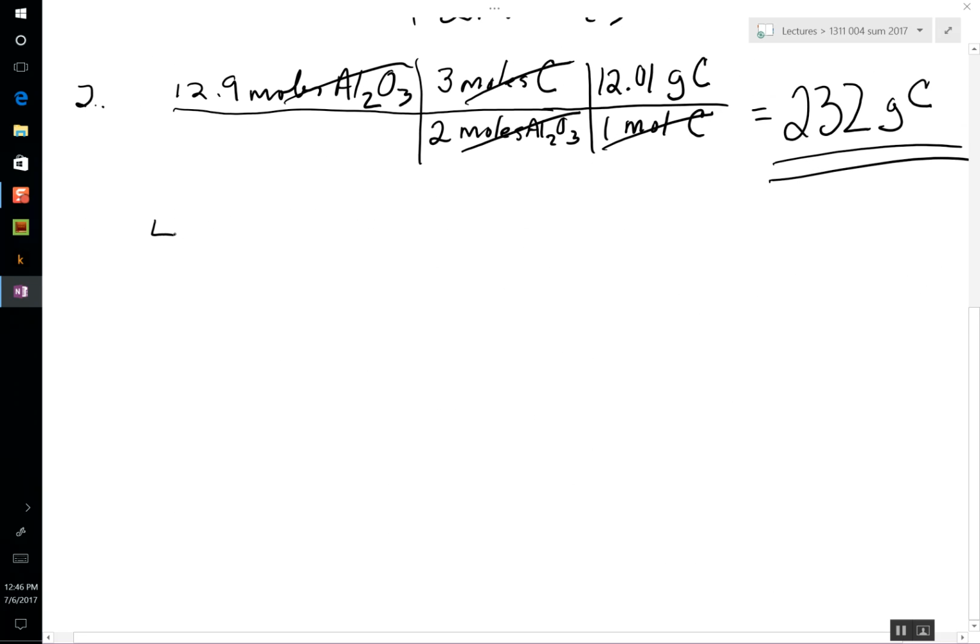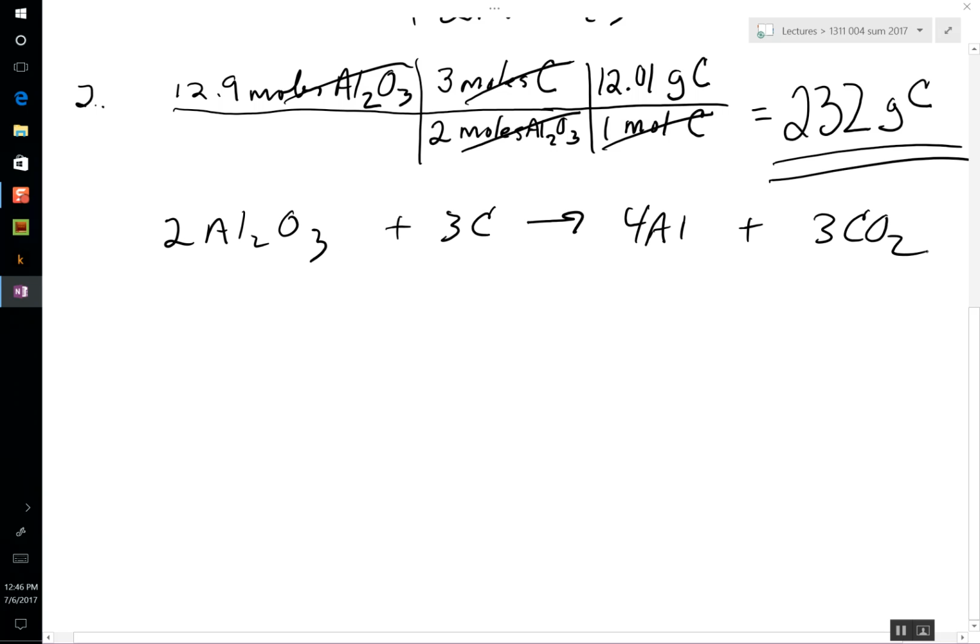Let's get this. There's our equation. And we have 633 grams of aluminum oxide. We want to know how many grams of aluminum.